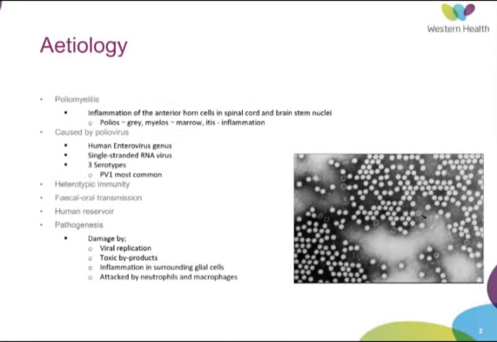And the damage to the lower motor neuron units is caused through a few ways. The first is the viral replication and the toxic byproducts that the viruses cause leads to inflammation of the neurons and the surrounding cells. And then these become targets for neutrophils and macrophages that results in death of the neuron. So just quickly, epidemiology of it.